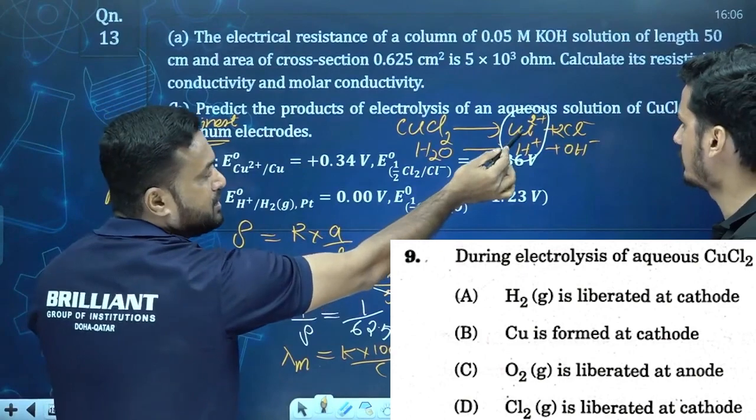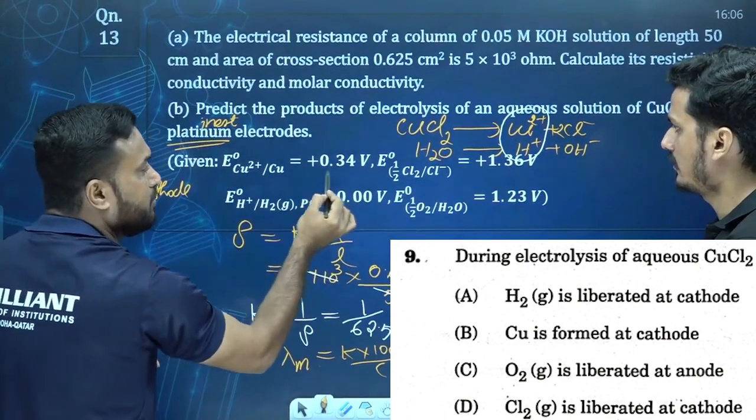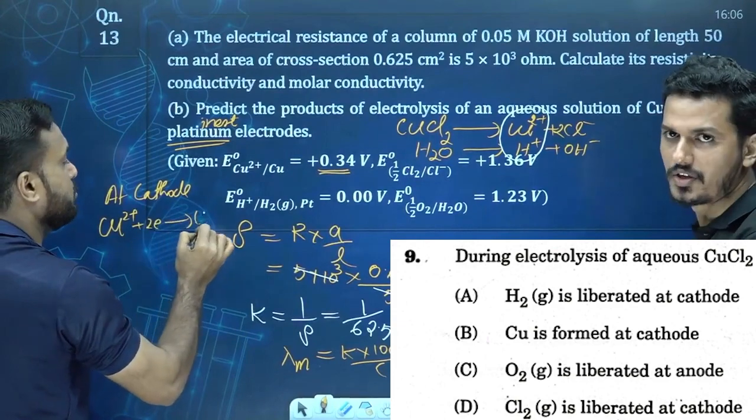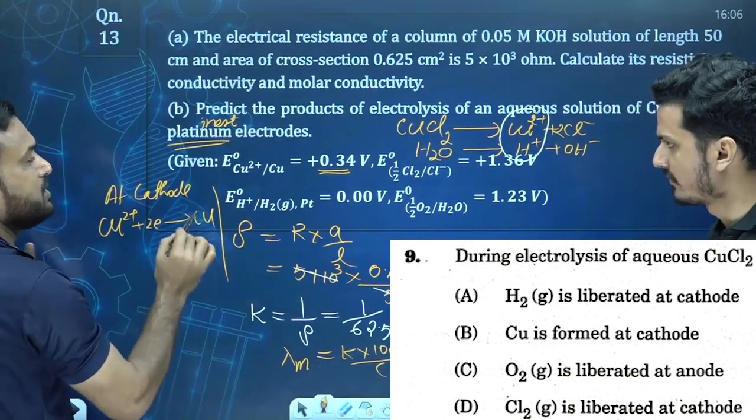I gave an order as well. Between Cu2 plus and H plus, Cu2 plus will go, which has the higher value. So we can write Cu2 plus plus 2 electrons gives Cu. It's over. At cathode, this is the one.